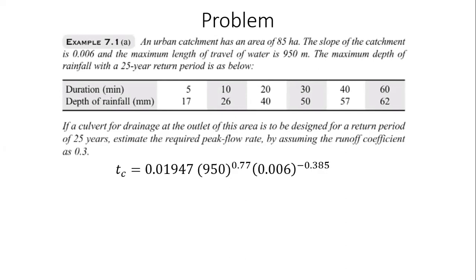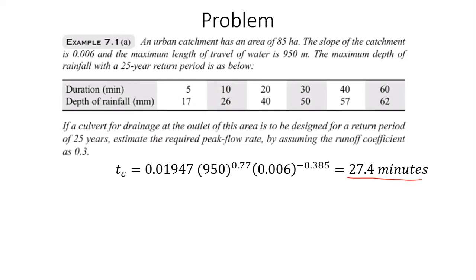So in this case, you can very easily apply your Kirpich equation that I just showed you earlier, and that gives you a time of concentration of 27.4 minutes. Okay. So now look at the rainfall information that's given. In the first 5 minutes, you receive 17 millimeters of rainfall. Then in the next 5 minutes, you receive 9 millimeters of rainfall, and so on.